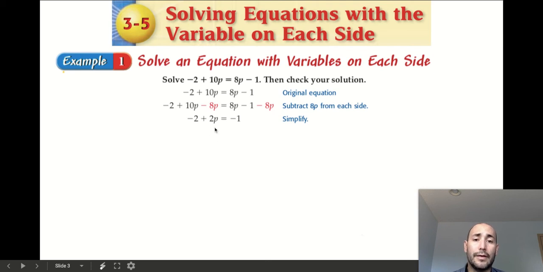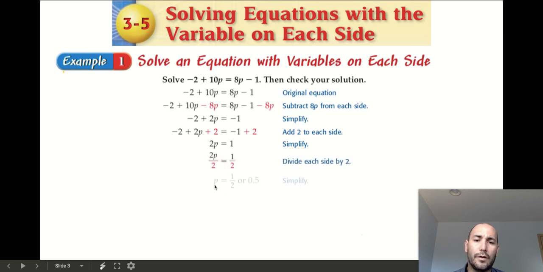The next step is, again, I'm going to get the p all by itself. I'm going to start by getting rid of the subtracting 2, or -2 there. I'm going to do that by adding 2, because I know -2 plus 2 will zero itself out. That leaves me with 2p equals 1, because -1 plus 2 gives me +1. The final step to get p by itself is to divide both sides by 2, because the opposite of multiplying by 2 is dividing by 2. When I divide both sides by 2, that gives me p equals 1 over 2, or 1/2, or 0.5.